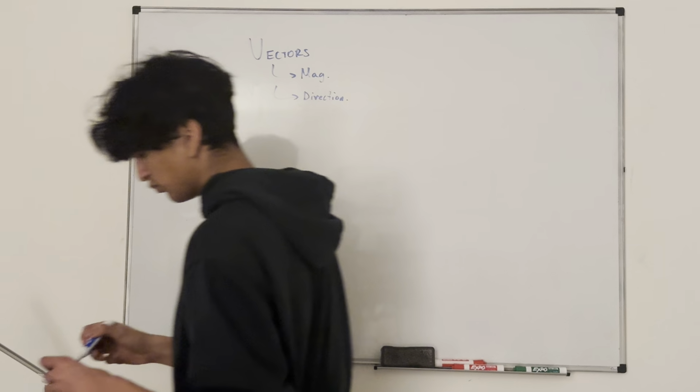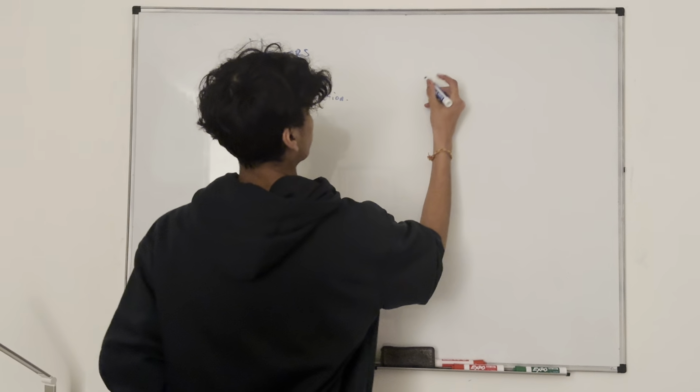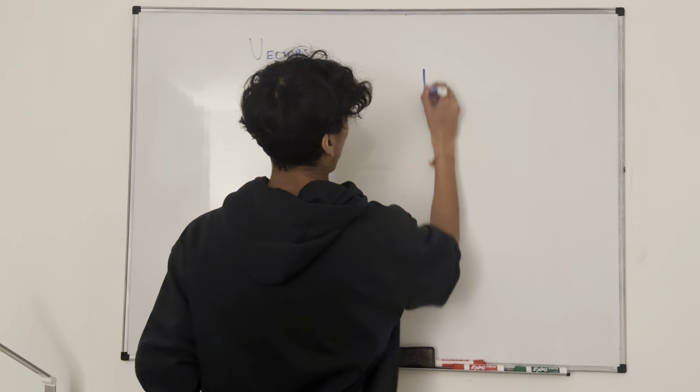This marker is crud. Let me get a better one. If I were to draw an x and y coordinate system, the way I draw a vector on a 2D space would look like this. I can draw a vector that is labeled A. This is a two-dimensional vector. I'm labeling it A with a little arrow on top of it to symbolize that it's a vector.